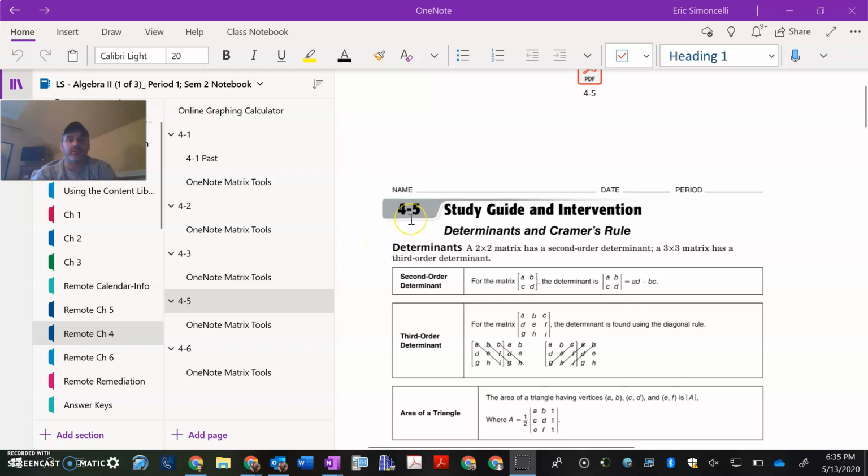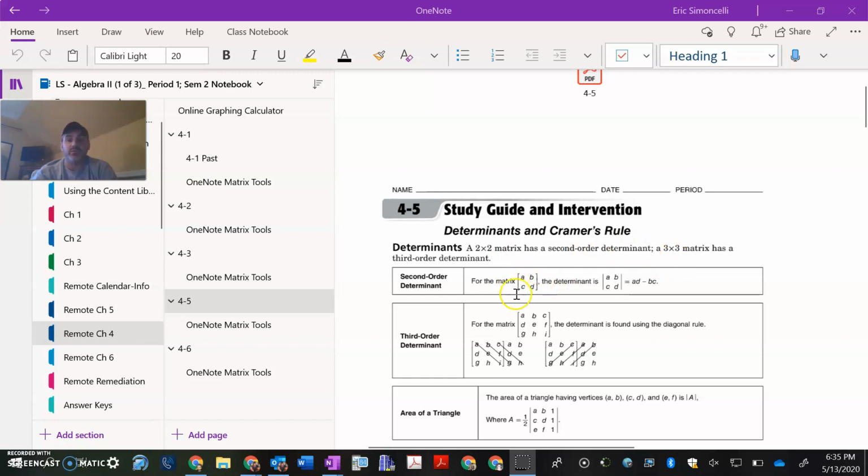Students, welcome to section 4-5, determinants and Cramer's rule. A 2x2 matrix has a second order determinant. A 3x3 matrix has a third order determinant. 2x2 is a square matrix, as is a 3x3.